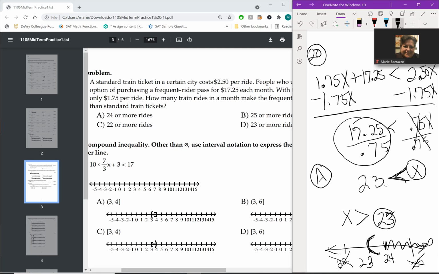You're probably going to gravitate to D immediately because you see the 23 and you're thinking, hey, it's got to be 23 or more. But if I say 23 or more, I'm including that 23. This is not including the 23. That's the key to this question. Okay? So the next answer up would be 24, and that makes sense.